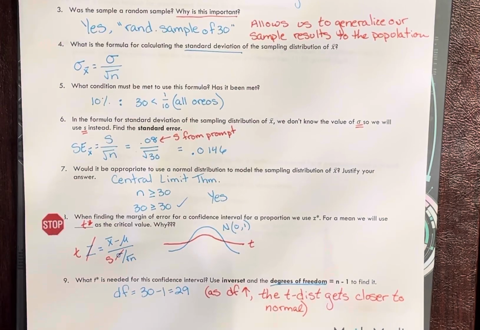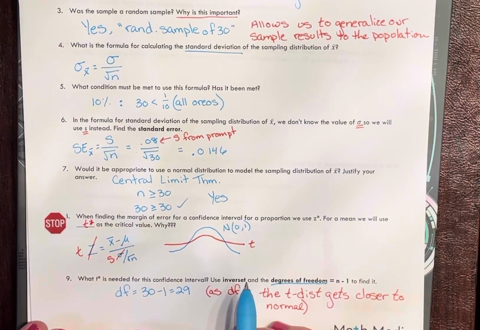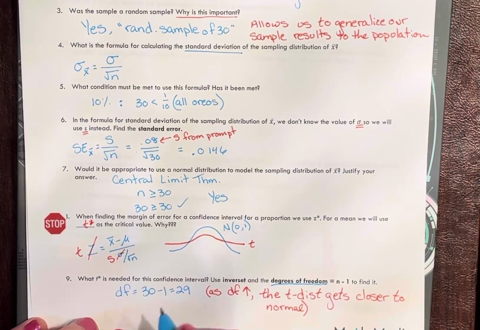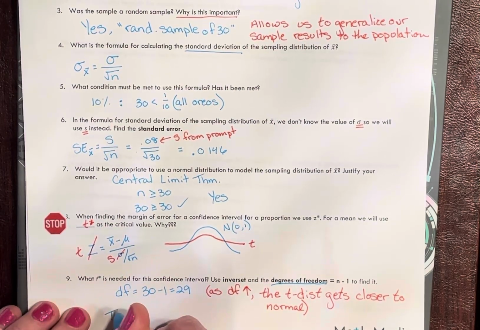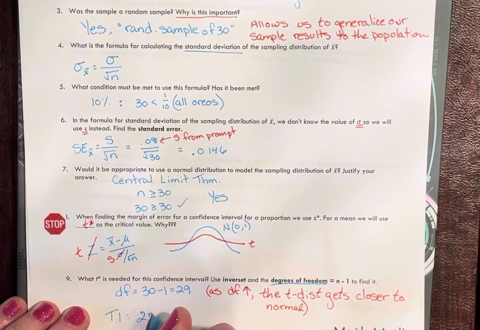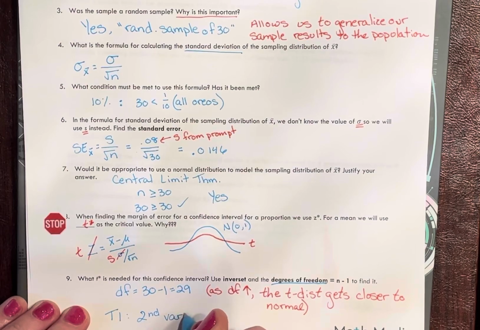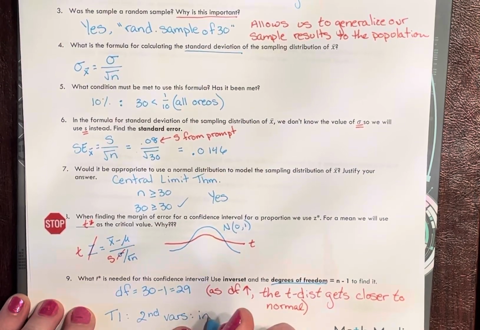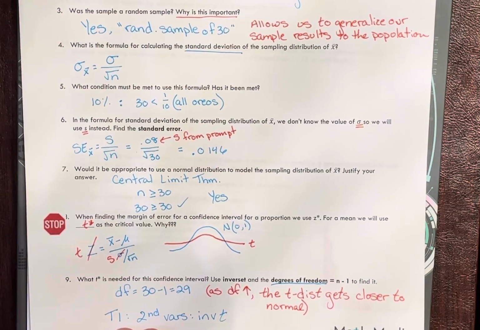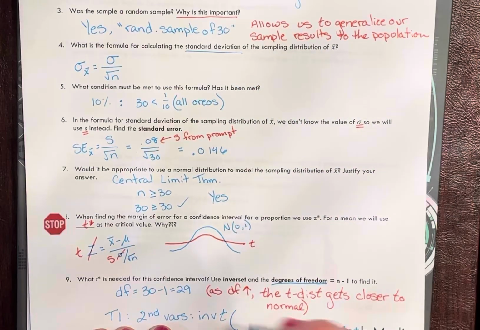If you have a really small degrees of freedom, then there's a lot more variability or variation between your z and your t. So we're going to go on the TI, and on the TI, you go to second vars, and you're going to choose inverse t. The inverse t asks you for two things. It's going to ask you for the area. Well, since this is a 95% confidence interval, the area on the edge would be 2.5%.